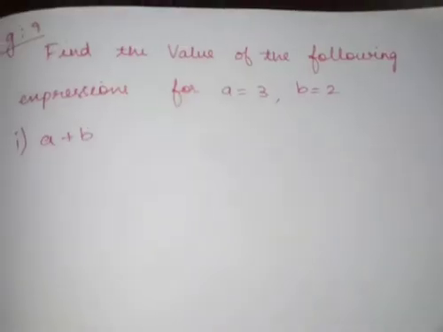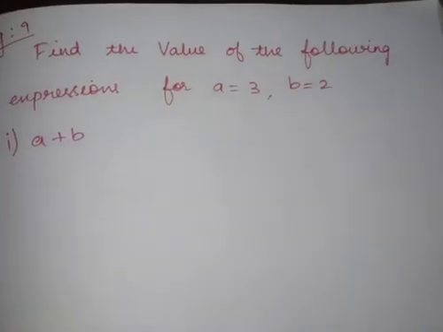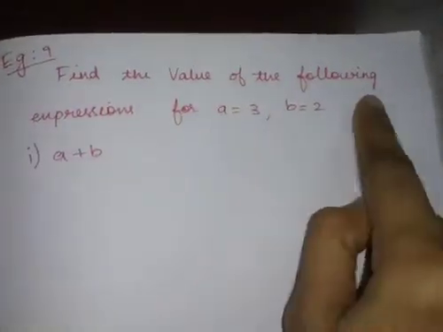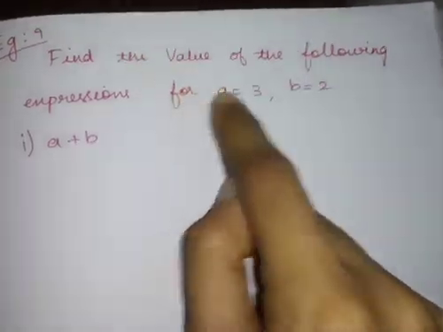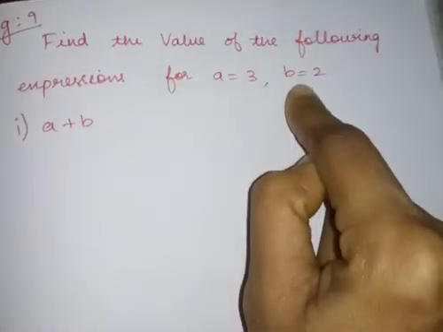Okay. Next is your example number 9. Find the value of the following expressions for A is equal to 3, B is equal to 2.